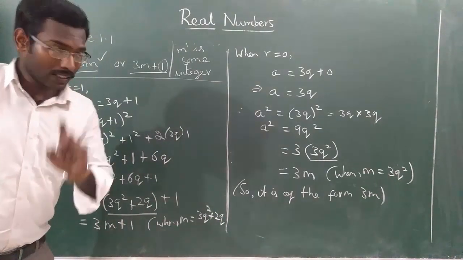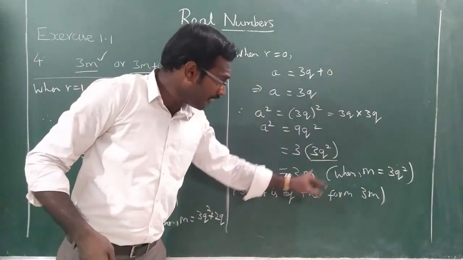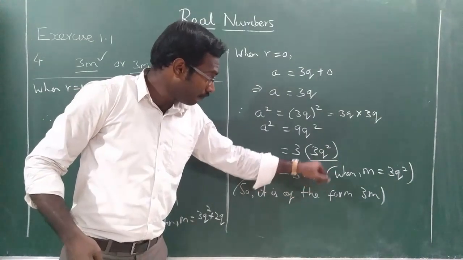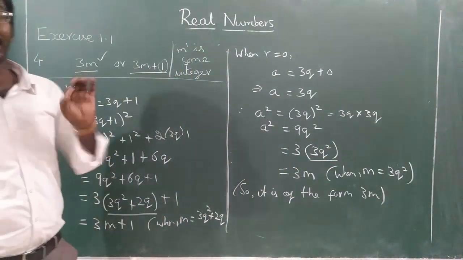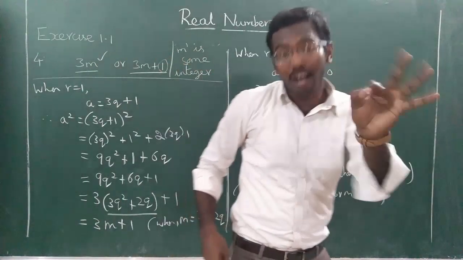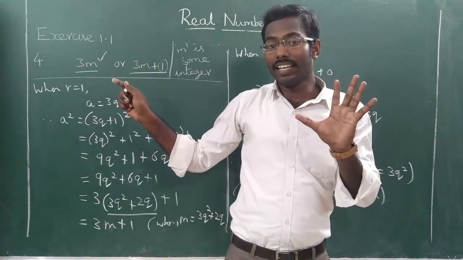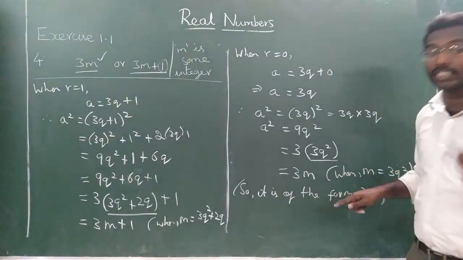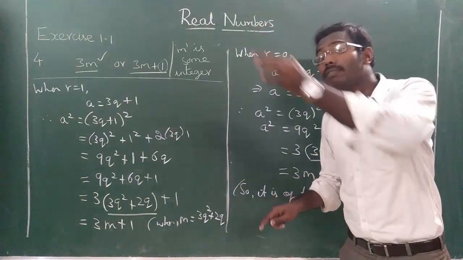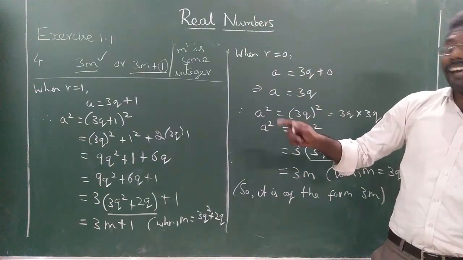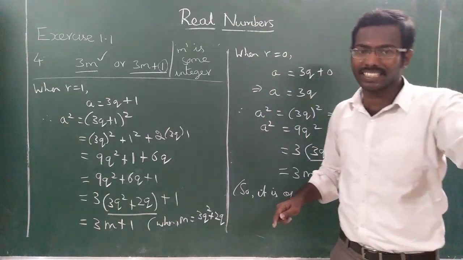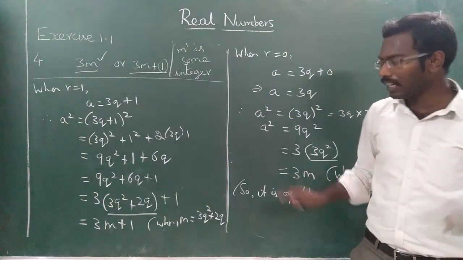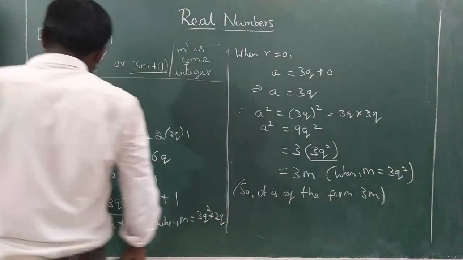Here you have to understand one thing. The m value need not be the same always. Here m is 3q square. Here m is 3q square plus 2q. Because in the question it should be of the form 3m plus 1, that's it. It need not be the same always. It should be of the form 3m plus 1, where m is some integer. m can be any integer, not a particular integer. Understood or not?